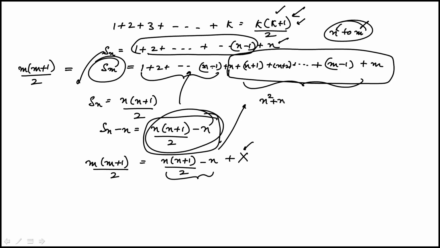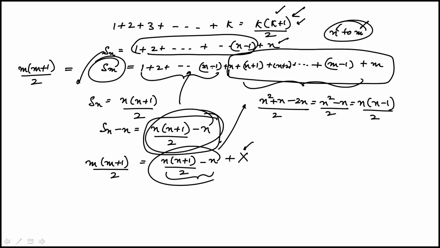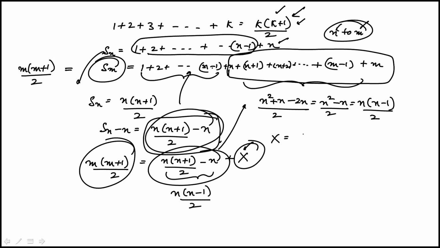n squared plus n, common denominator is 2, minus 2n. This becomes n squared minus n over 2, which is the same as n times n minus 1 over 2. So this piece really is n times n minus 1 over 2. That means x is that term minus n times n minus 1 over 2. And that is indeed in the answer choices, which is C.